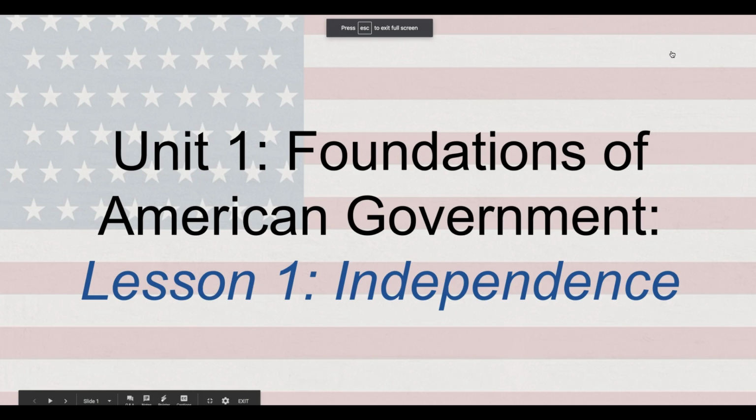Right, so as we move into Unit 1, the foundations of American government, we're going to have to begin at the beginning, obviously. We're going to have to begin with independence because the founding of our nation is going to significantly impact the type of government that is created.